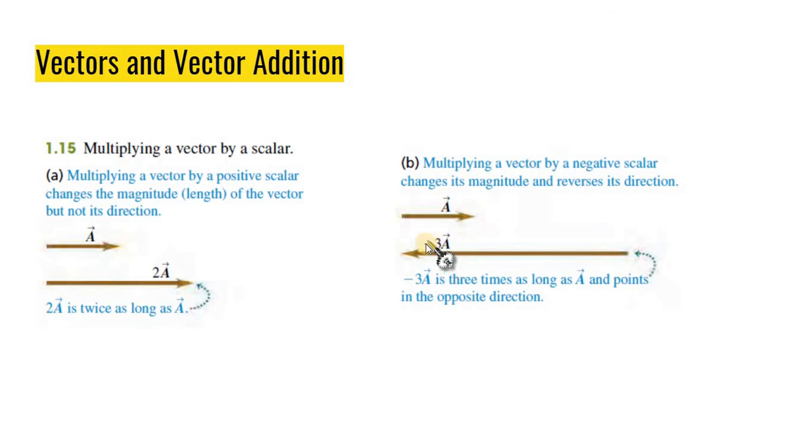This is what happens when you multiply a vector by a negative scalar, and this is what happens when you multiply a vector by a positive scalar. Always remember, when a positive scalar is multiplied to a vector, its direction doesn't change. But when a negative scalar is multiplied to a vector, the direction of the vector changes.